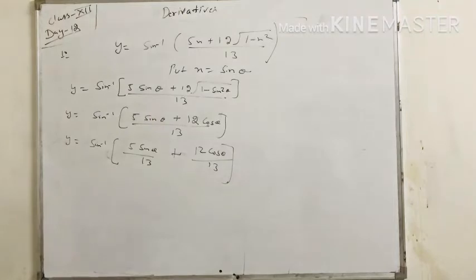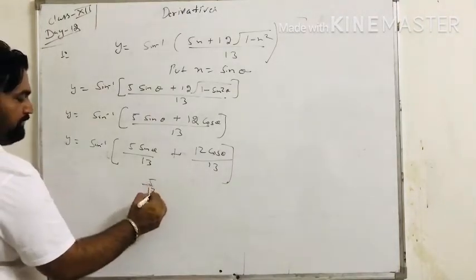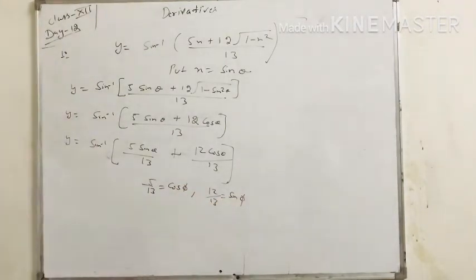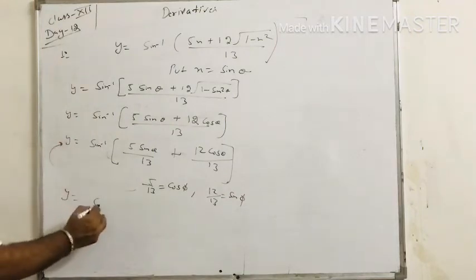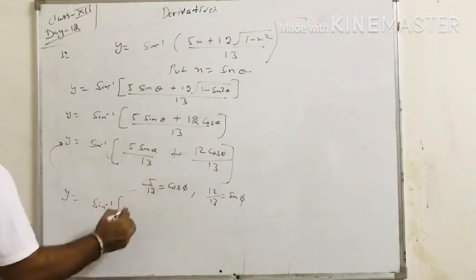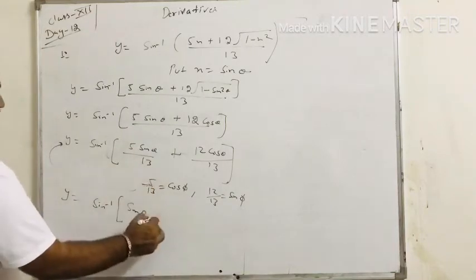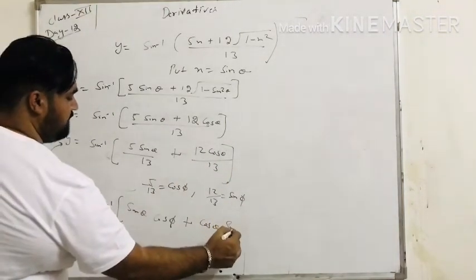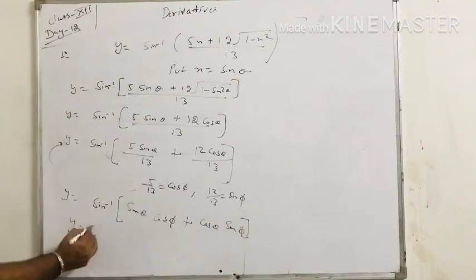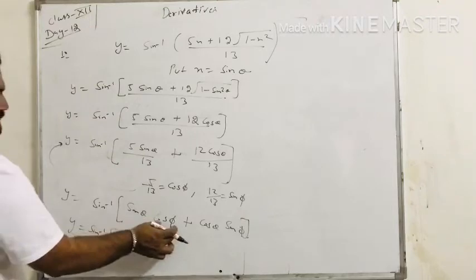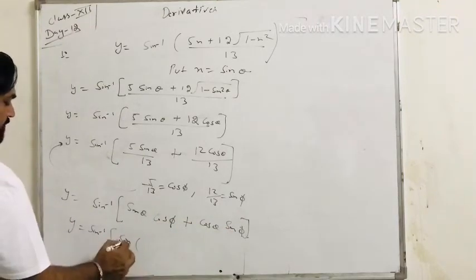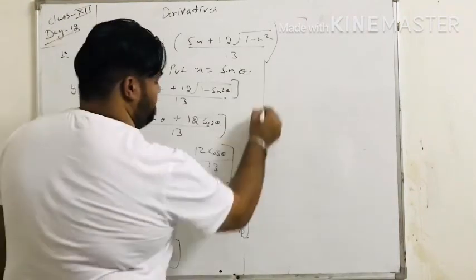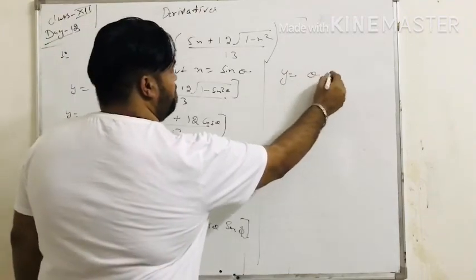Now we suppose 5 upon 13 equals cos alpha and 12 upon 13 equals sin alpha. Put these values in this equation. Y equals sine inverse. Sin theta remains same, the value of 5 upon 13 is cos alpha. Then cos theta remains same, the value of 12 upon 13 is sin alpha. So this formula becomes sin A cos B plus cos A sin B. The formula becomes sin of A plus B. So sin inverse and sin cancel, and y equals theta plus alpha.